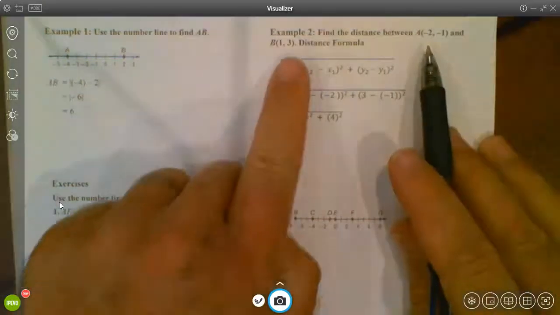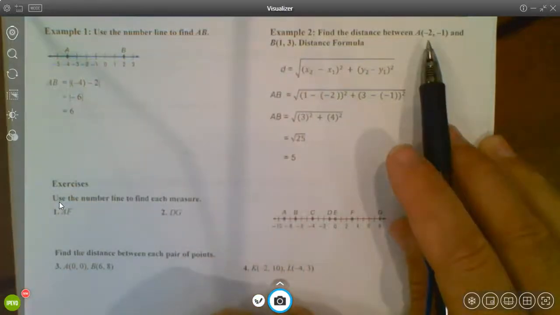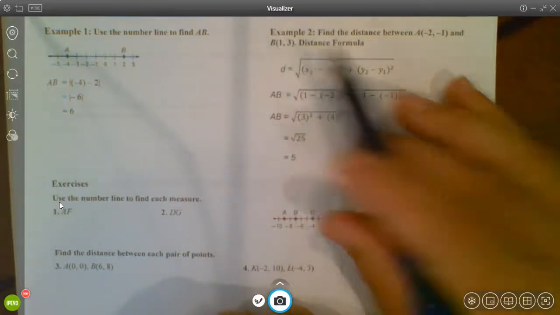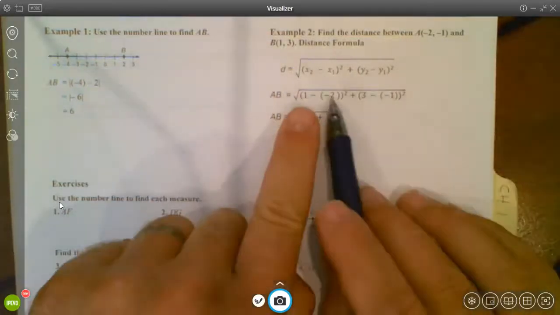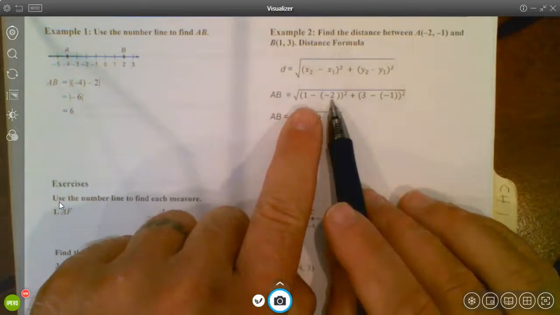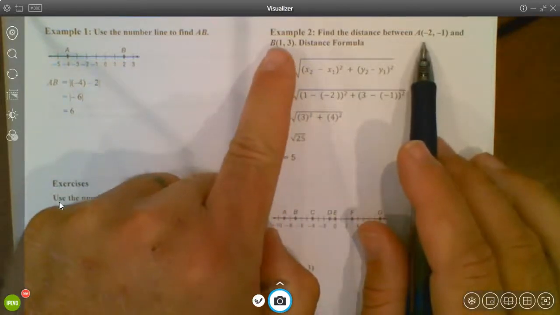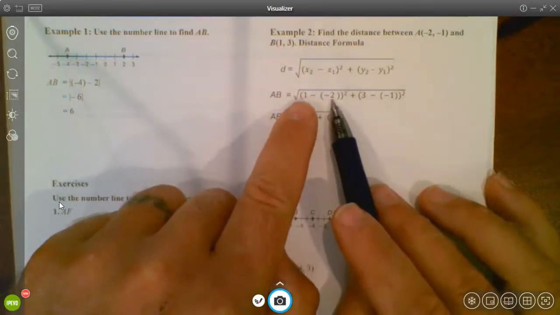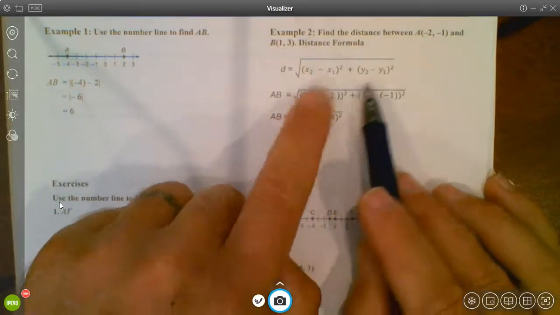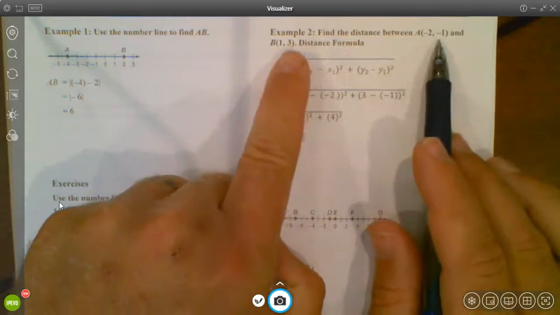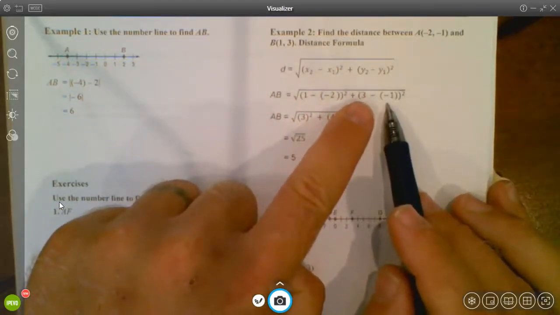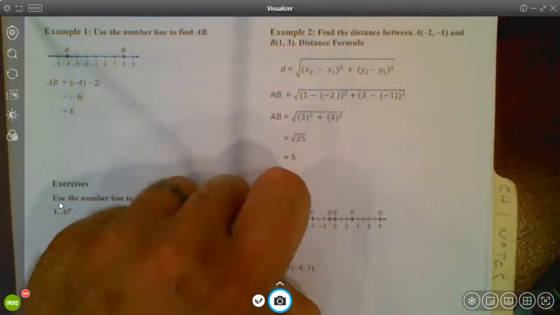Again, here's my 2 points. We're going to call this one x1 and y1. Or if you want, this one could be x1 and y1. It doesn't really matter. Right here we are putting the difference in the x's. So my x's are 1 and -2. So those guys are going in for those. And so we're finding the difference between 1 and -2. And then over here we're going to put the y values. So the 3 and the -1 are going into this formula. And we're going to find their difference. So it's always subtraction in between those numbers.